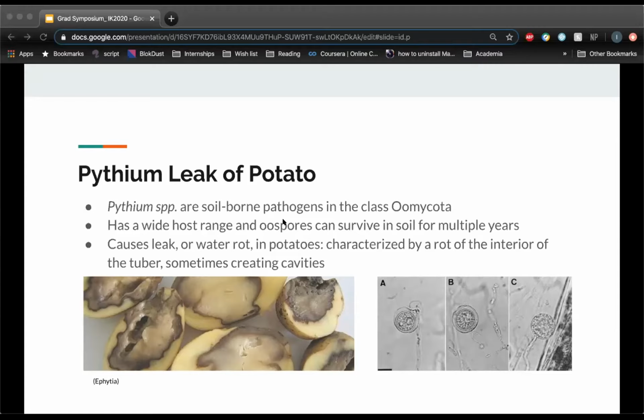And this disease causes leak or water rot in potatoes, and that's characterized by a rot of the interior of the tuber, which sometimes creates cavities. And if you look on the lower left picture on this slide, you can see what a really bad case of leak might look like, with that brown rot and a dark brown delineation between diseased and not diseased, or non-symptomatic, potato. Another symptom is if you cut open a diseased potato and squeeze it a bit, some liquid will drip out.